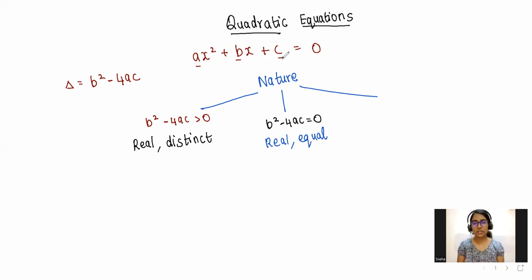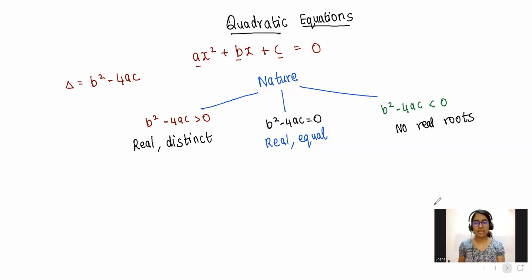The last one is where the value of b square minus 4ac is less than 0. In this case, the roots would be imaginary, that is, no real roots. So these are the three different natures of the roots. Just quickly make a note of it and let's take a look at the question.